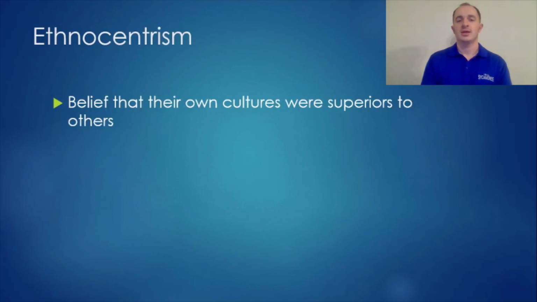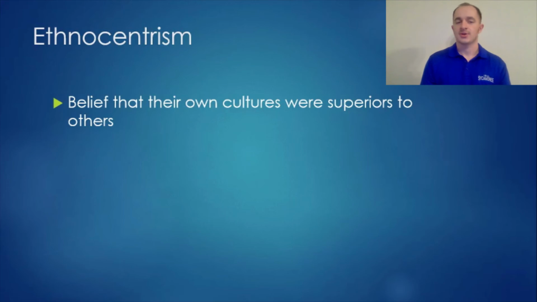Now we have ethnocentrism. So we talked about this when we talked about apartheid and colonialism and imperialism. So ethnocentrism is the belief that their own cultures were superior to others and is incredibly similar to racism, except ethnocentrism can be used between one's own race. So it could be something like British versus French. You could have ethnocentrism in that regard, but we mainly see it in the area between things like Black and white South Africans.